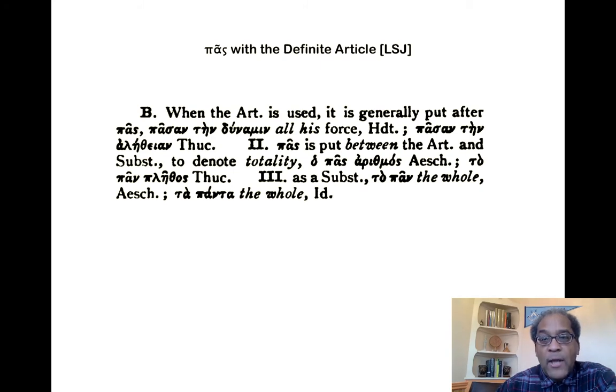So ho pas arithmos, the whole sum. To pan pleitos, the whole force, the whole number of men involved. Or as a substantive, even to pan, kind of like the universe, the whole thing. Or ta panta, the whole. So that's pas used with the definite article.